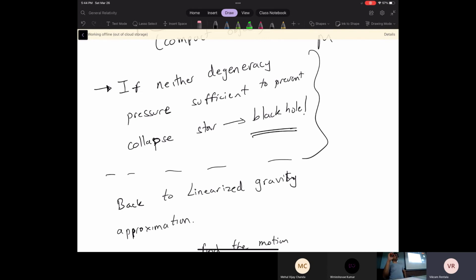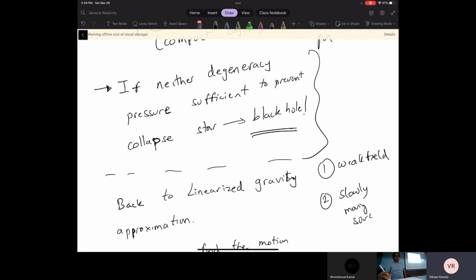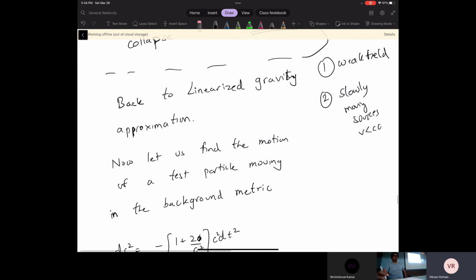In the limit that the sources are absolutely static, it gives exactly Newton's laws. So there are two limits in which you get exactly Newton's laws. One is weak field, that is, perturbations are small. Second is slowly moving sources, that is, the speeds are much less than the speed of light. Slowly moving sources and test particles.